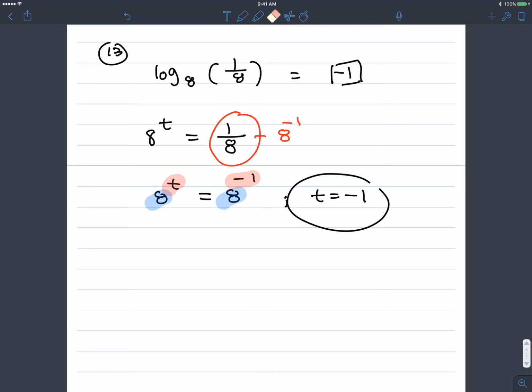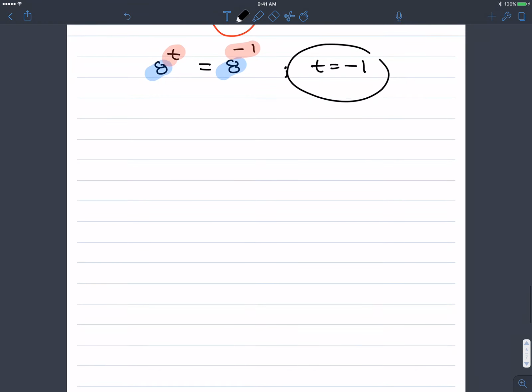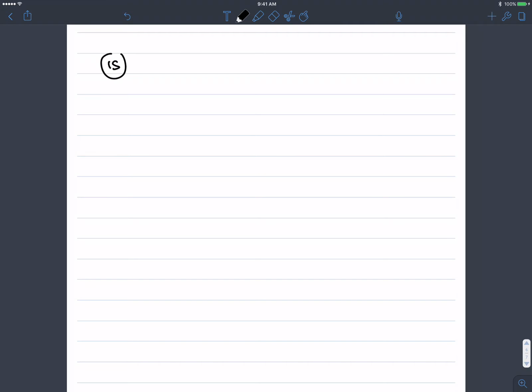And this is what we're using here. Again, exponential functions are 1 to 1. And that's really behind the hood there that's making this work. So let's try number 15 on the homework.